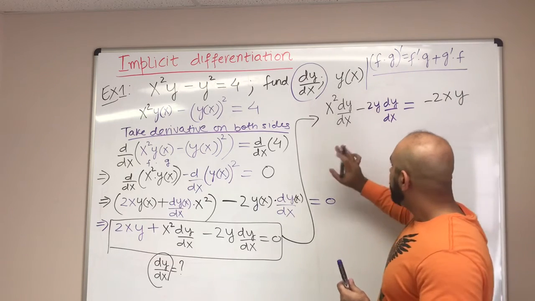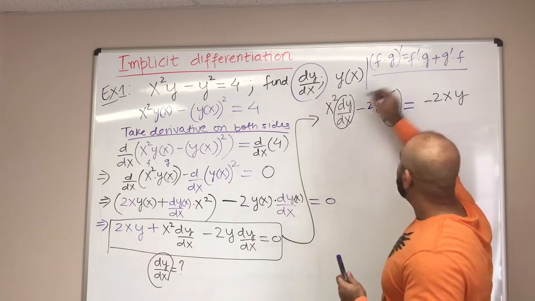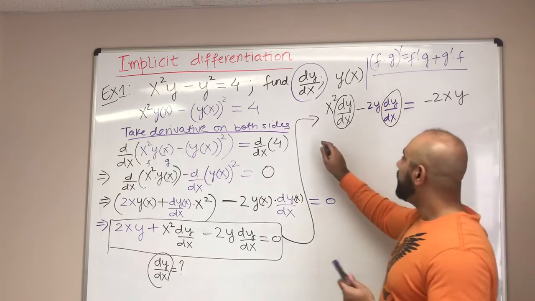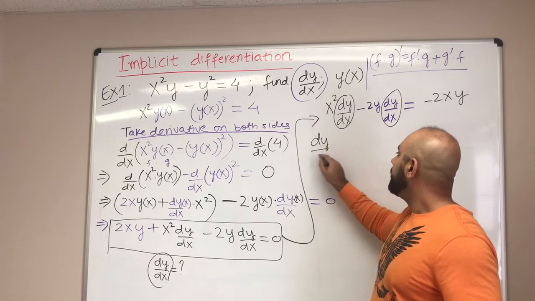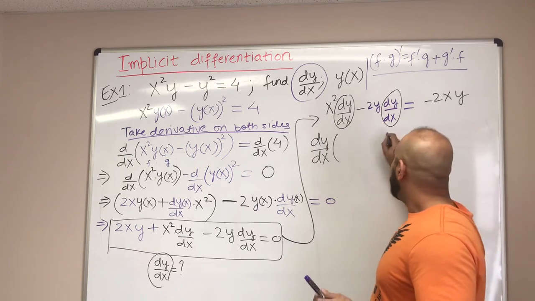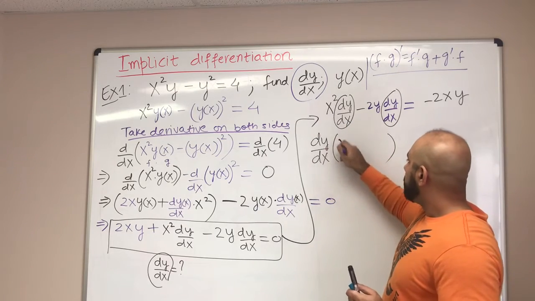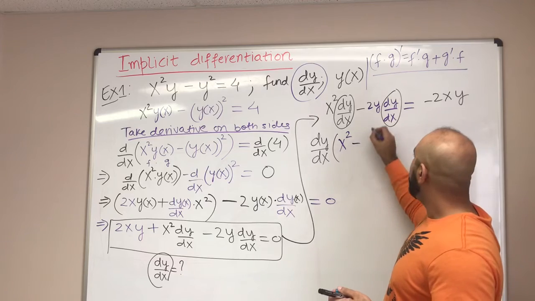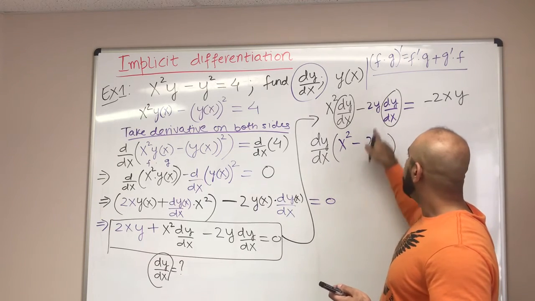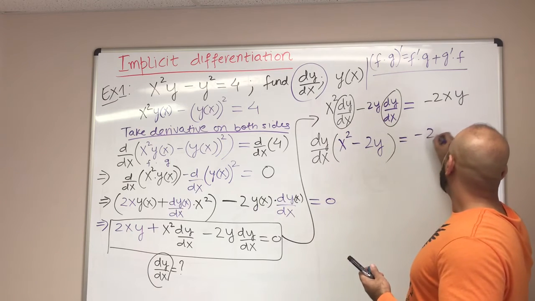Guys, now I want dy over dx by itself, and I can clearly see that dy over dx is the common factor, or the greatest common factor, between these two terms. And what do we usually do with the greatest common factors? We just take them outside, right? Dy over dx, and then what is left inside the parentheses? From this we have x squared, because x squared times this is going to give us that back. And then from here we have a 2y. Right? Guys, when I distribute this, I should get back that previous step. And this is equal to negative 2xy.